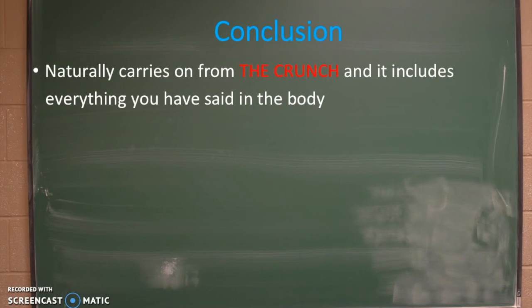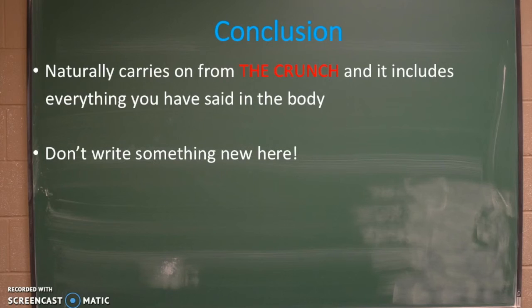Now, the conclusion should naturally carry on from the crunch. So it should include everything that you've said in the body. Now make sure you don't introduce anything new here. Remember, you're evaluating your main arguments, and maybe you can even make a suggestion for something that you want to change. So it's just a brief recap of what you have already said.